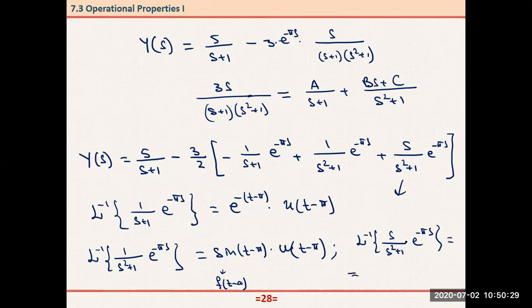And also you are familiar with this. What is it? It's just cosine of t. That is, because of this thing, here we have cosine of t minus pi times the unit function of t minus pi. Okay.